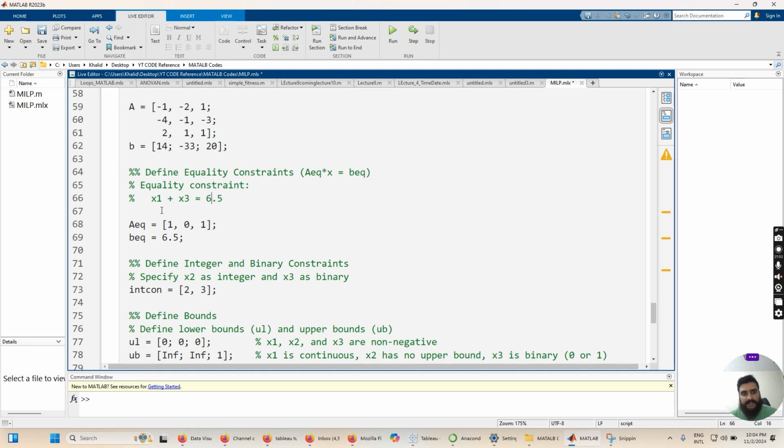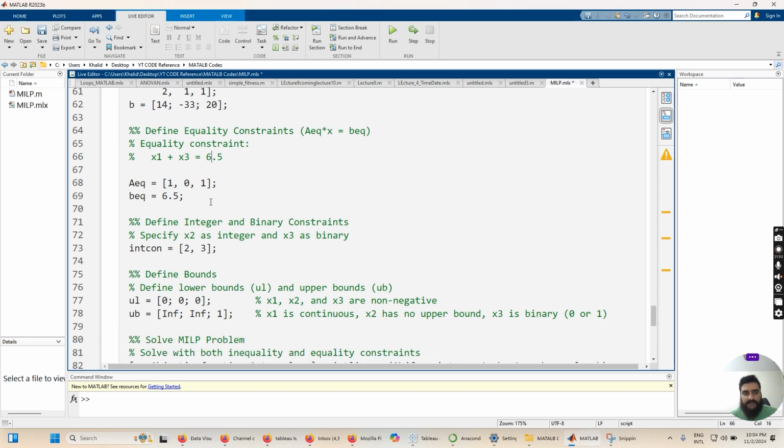We will define the coefficients of the equality constraint. x1 is 1. Then we have 0 for x2 because there is no x2, so that means it has a 0 coefficient. Then we have 1 for x3. That being done, now we will define Beq, which is 6.5, the value on the right of the equal sign.